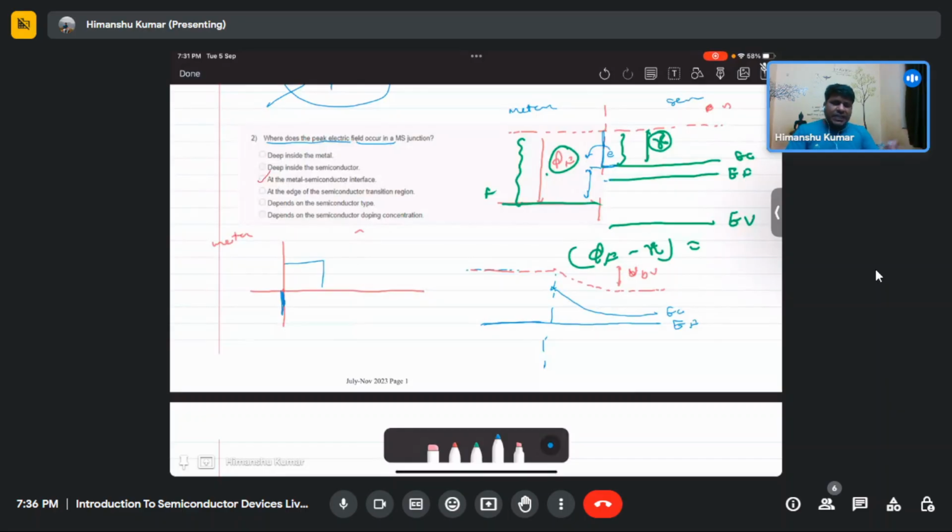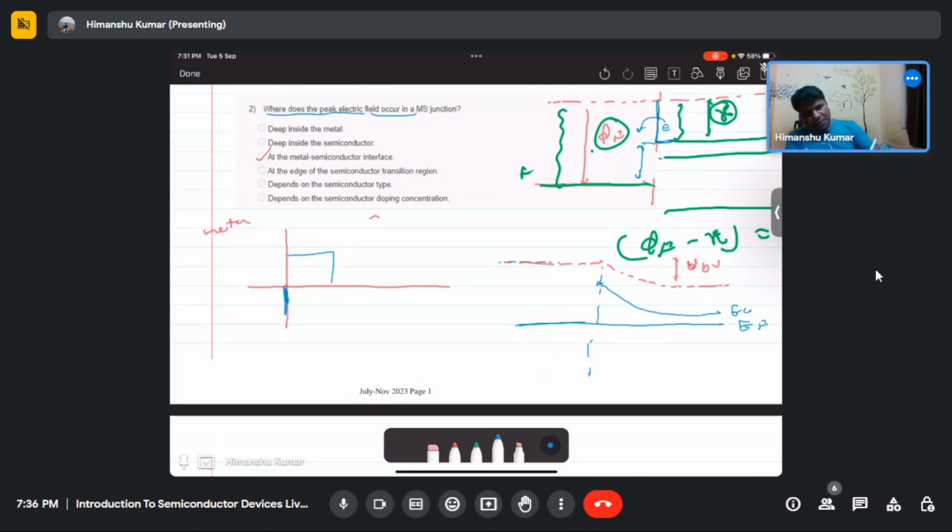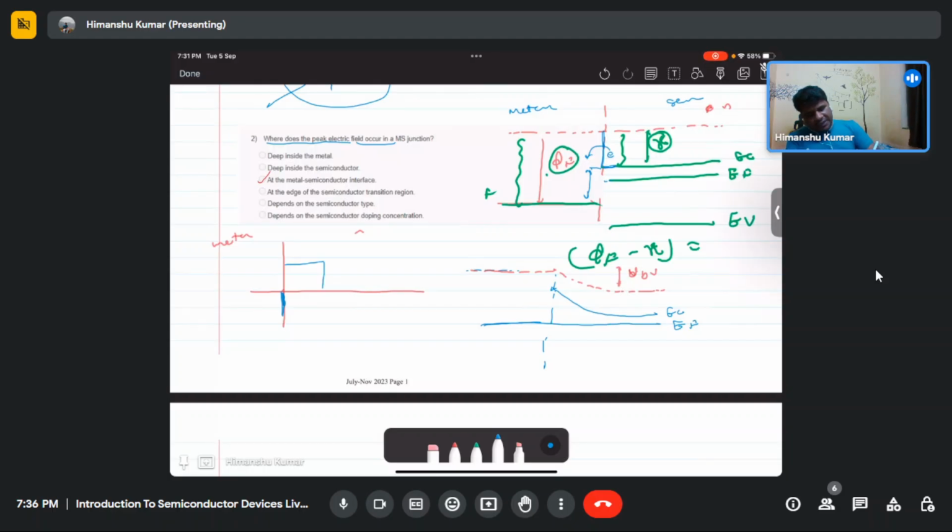Inside the metal there can't be any charge under electrostatic conditions. If you apply a voltage, or current is flowing or charge is flowing, then there can be a field or a charge, but under electrostatic conditions, inside the metal there will be no charge. So there will be a huge sheet of charge at the interface.